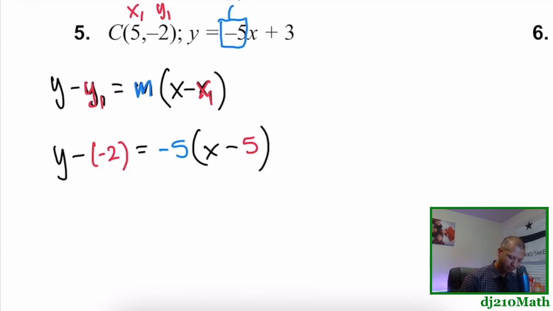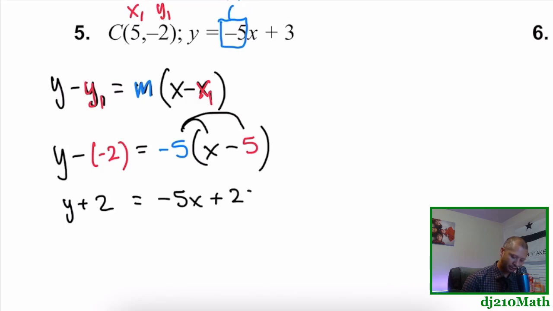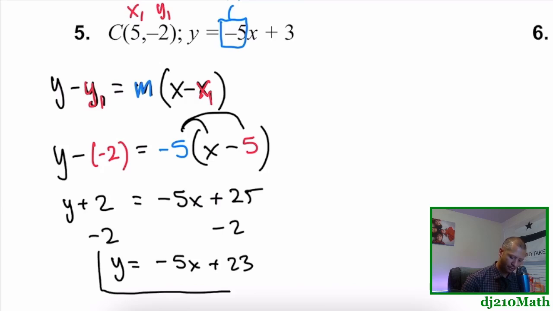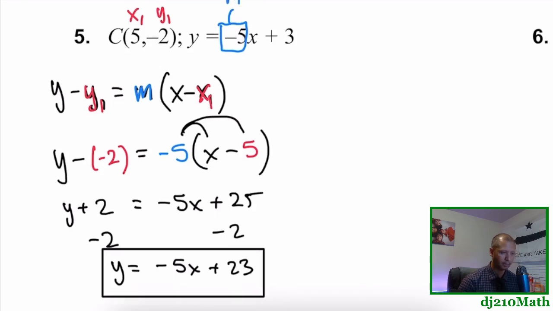So let's do that. So first thing, y plus 2. Then we're going to distribute the negative 5. So negative 5x plus 25. Minus 2 because we're solving for y. Y is equal to negative 5x plus 23. This line is parallel to the given line and contains the point 5, negative 2.